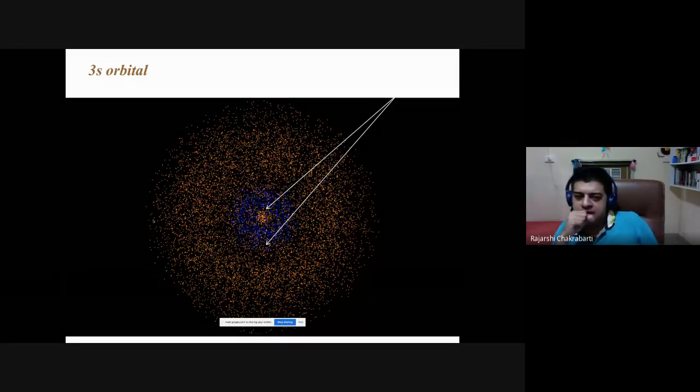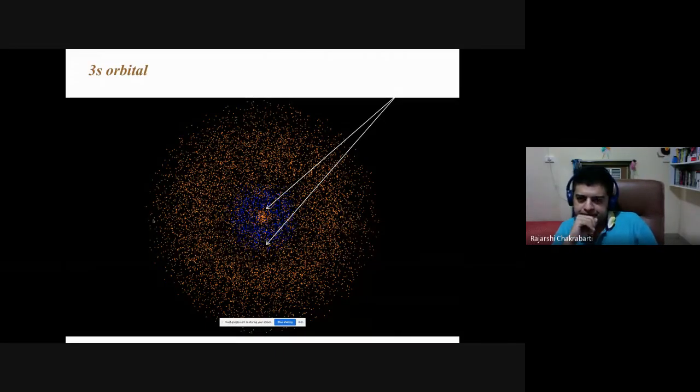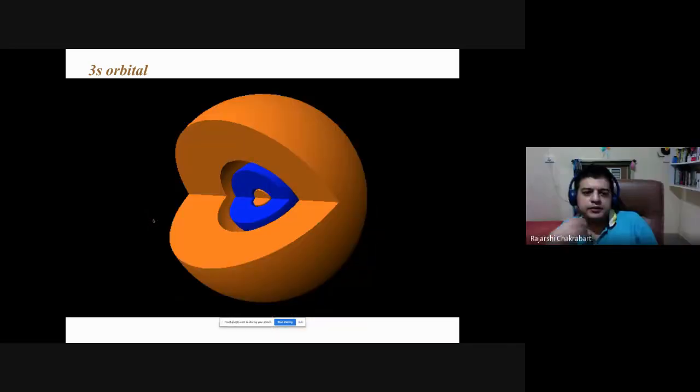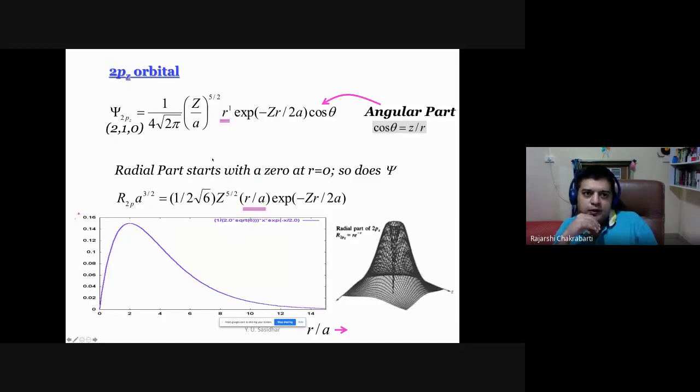Can you see the figure? Yes, sir. Very good. So if I cut it, it will be like this. This is plus, this is minus, then plus. What about 2pz? Now 2pz we did, na? It's cos theta times something like r exponential of minus r kind of thing, isn't it? And we had plotted this radial part. So if we plot this radial part, it will be like this. No radial node, one angular node.